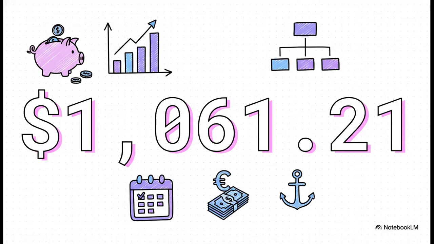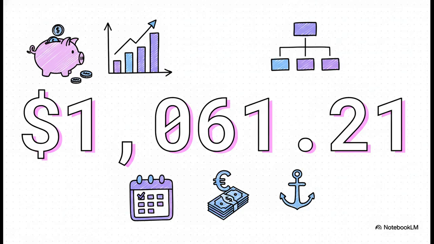And there we have it. The calculated monthly payment is $1,061.21. Now, for a business manager, this is so much more than just a number from a calculator. This is a new fixed line item in your monthly budget. This is the real, tangible cost of that opportunity for growth.